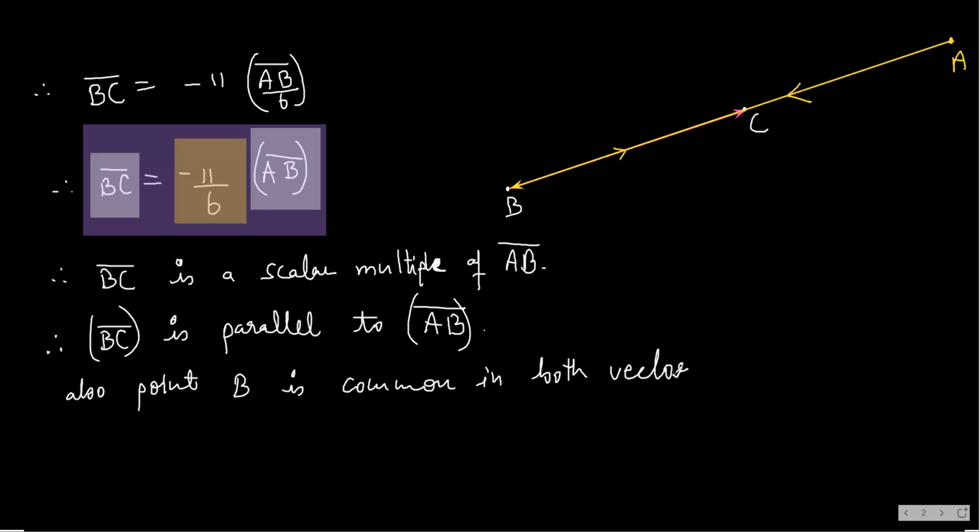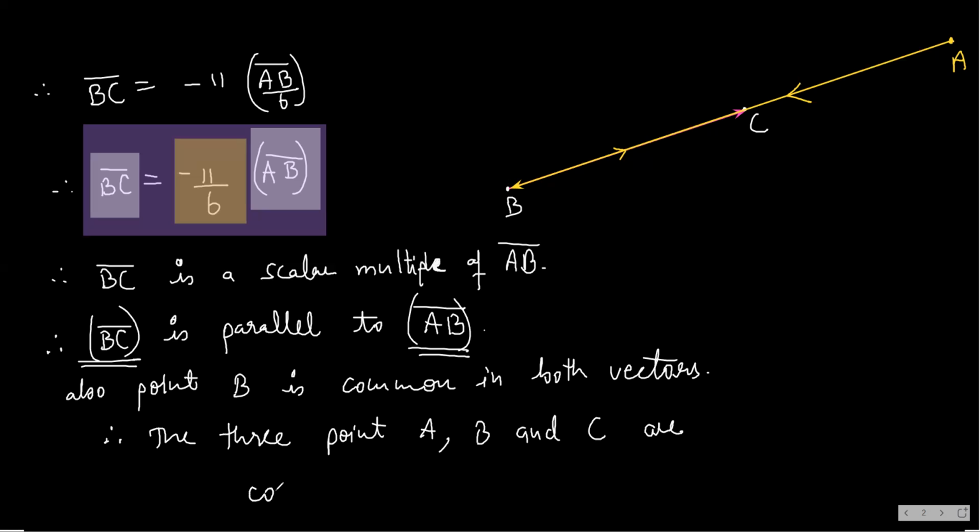Now always remember, if you have two vectors parallel where one point is common in them, what will happen? The 3 points will be collinear points. Okay. Therefore, the 3 points A, B, and C are collinear points. They are collinear points. I hope you have followed it.